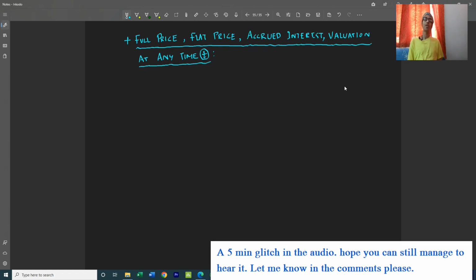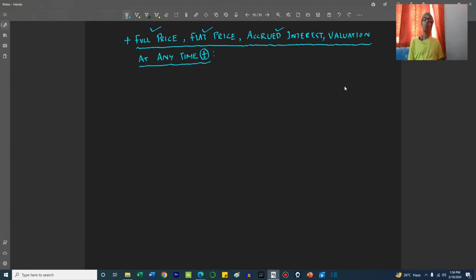Now to look at this, we'll encounter 3 new terms, which is full price of a bond, flat price of a bond, and accrued interest. And these 3 together will fulfill our valuation targets. Let's say there is a bond with a maturity of 3 years and semi-annual coupons, and the annualized coupon rate is 10%. Okay? Let's first draw the timeline.